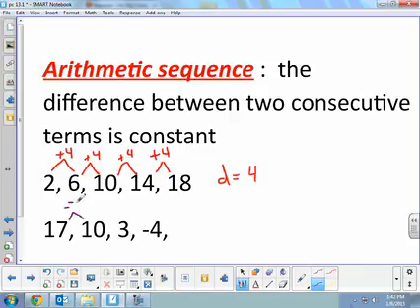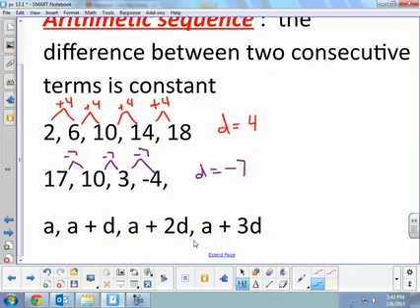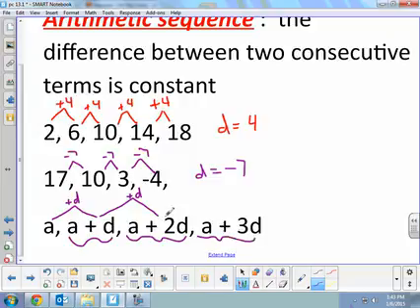On the next one, I'm going down by 7 each time. In that case, my common difference is negative 7. On our last example, going from my first to my second term, I'm increasing it by d. Going from the second to the third, I'm adding another d. I went from a plus d to a plus 2d.